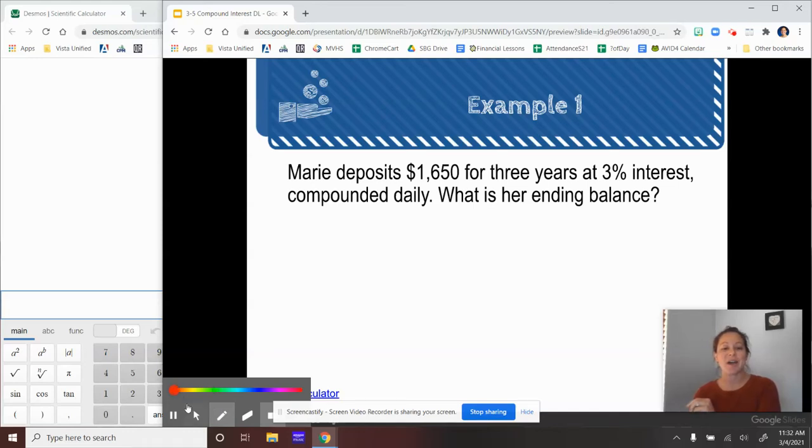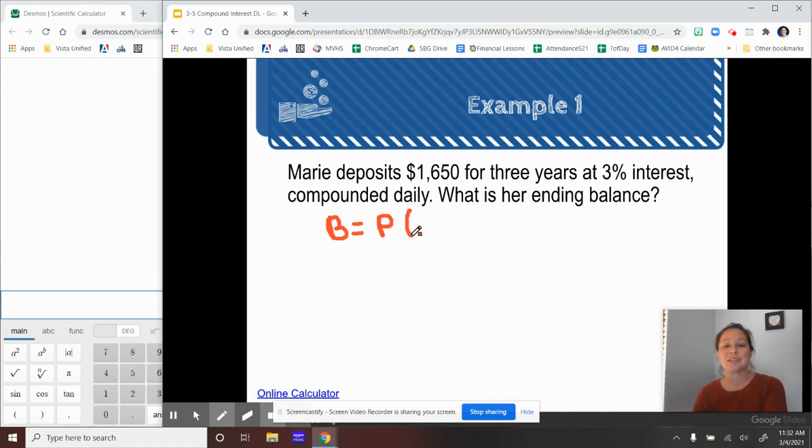All right. So with compound interest, remember our formula. The balance is equal to the principal times 1 plus r over n, raised to the exponent of n times t. So this is our formula. Again, you have the balance, the principal, the r is the rate as a decimal. N is the number of times it's compounded per year. So that is that chart that we had previously.